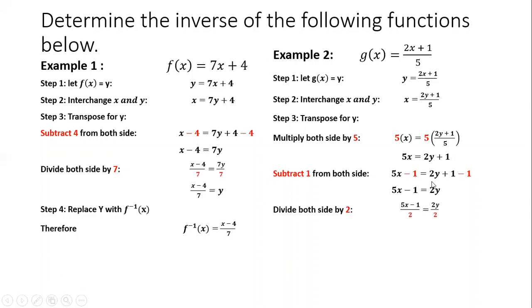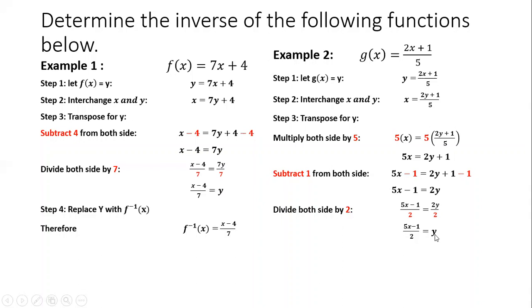So when you divide both sides by 2, this is how you would write it. So you would end up with 5x minus 1 all over 2 equal 2y all over 2. Then at this stage, all you need to do is to simplify. So when you simplify, what you will end up with is 5x minus 1 all over 2 equal to y.